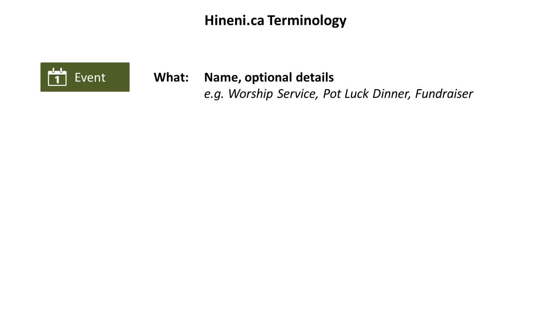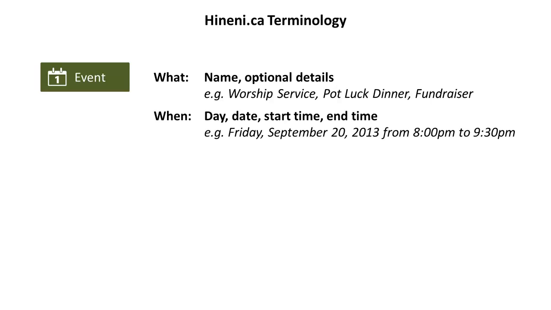Now let's go over some of the terminology used in working with sign-up sheets. First, there's event. An event has a what, including an event name and optionally details of what the event is about. Events can be something that recur regularly like a worship service, or they might be one-time happenings like a potluck dinner. Events also have a when, including the day, date, and time that the event starts and when it ends. Events also have a location where they take place.